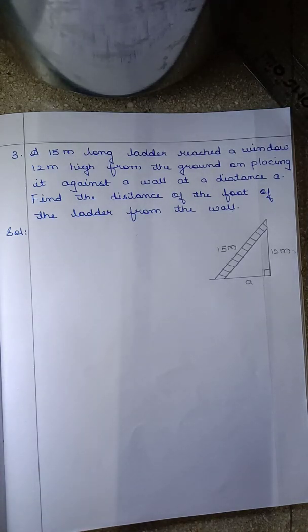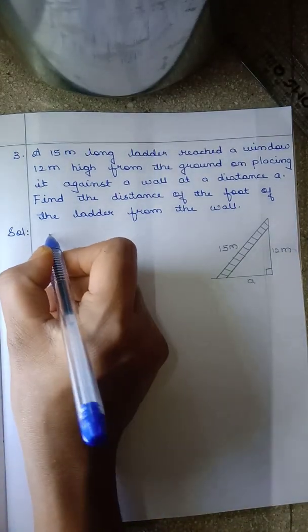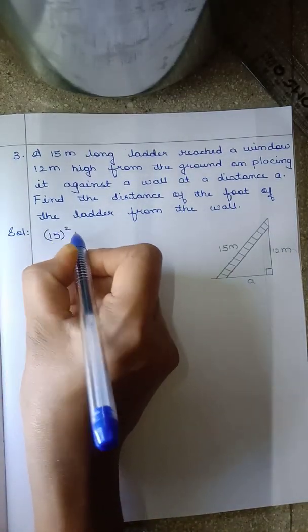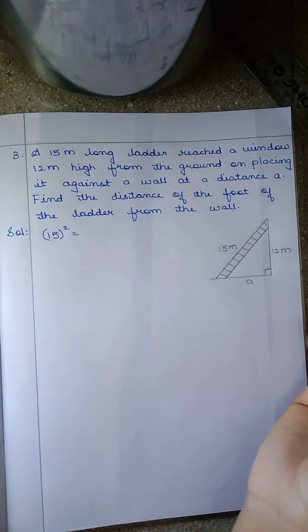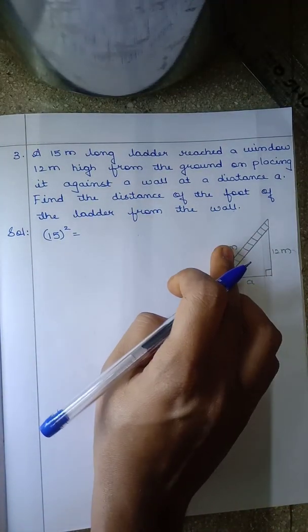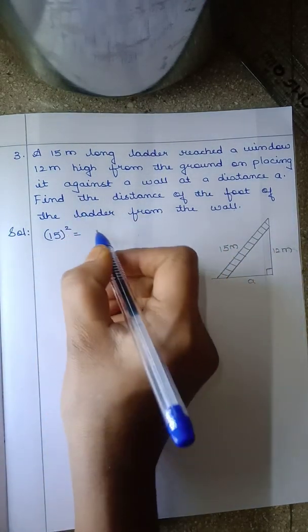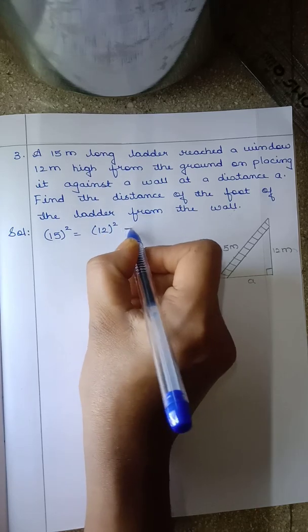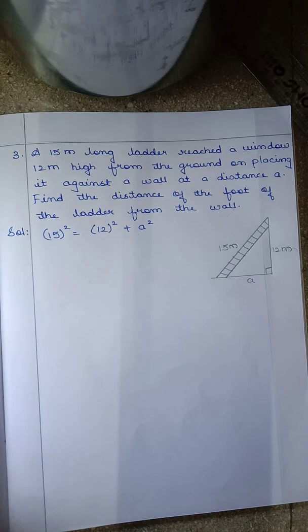Okay, so here opposite to the right angle is the ladder. Yes, and the ladder measurement they have given. It is 15 meter. So 15 square of the hypotenuse. Okay, if you want, you can also name the triangle and then write AC square is equals to AB square plus BC square, or you can write it directly. Hypotenuse square, that is 15 square, is equal to the sum of the squares of the other two sides, that is 12 square plus A square. Okay, this is one side, this is one side, and this opposite is hypotenuse.